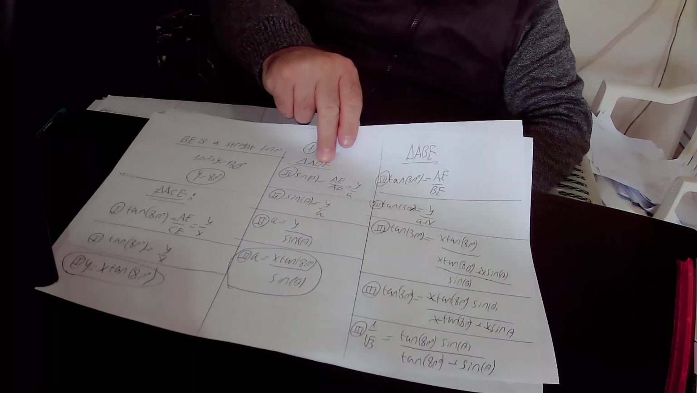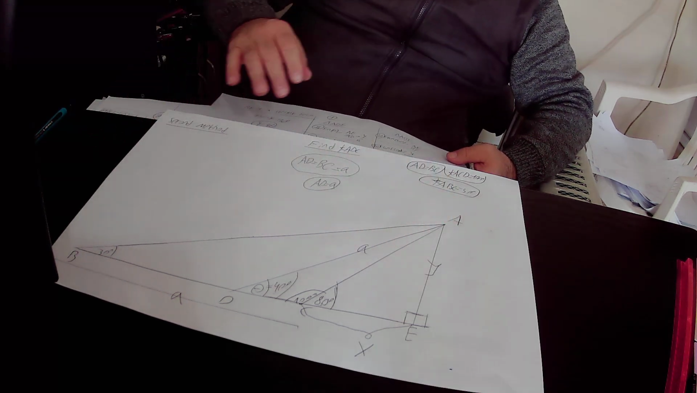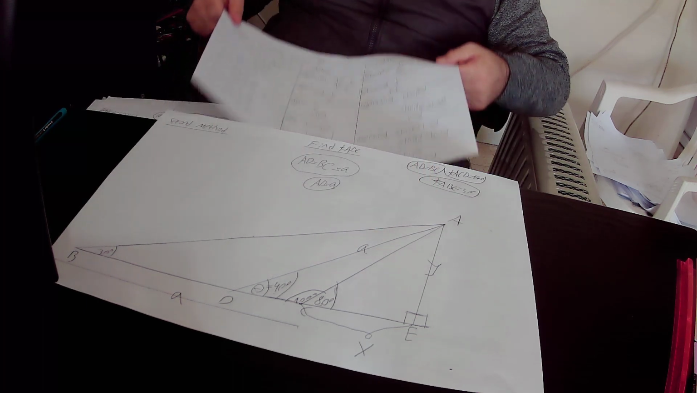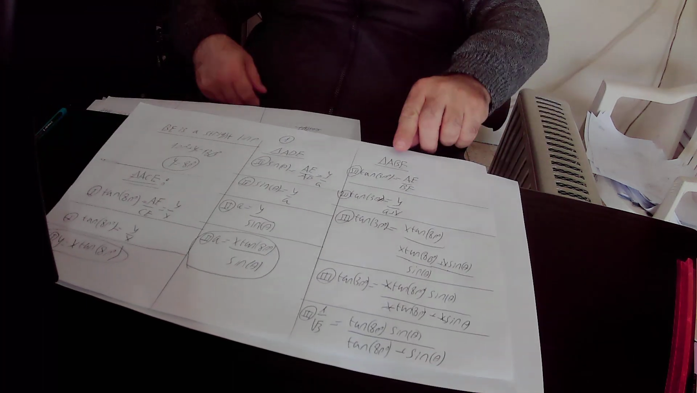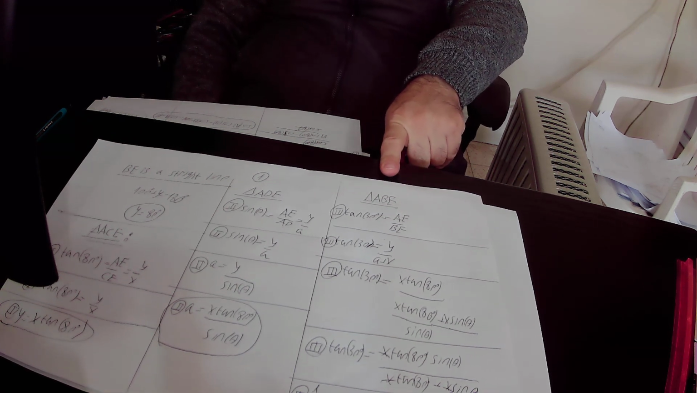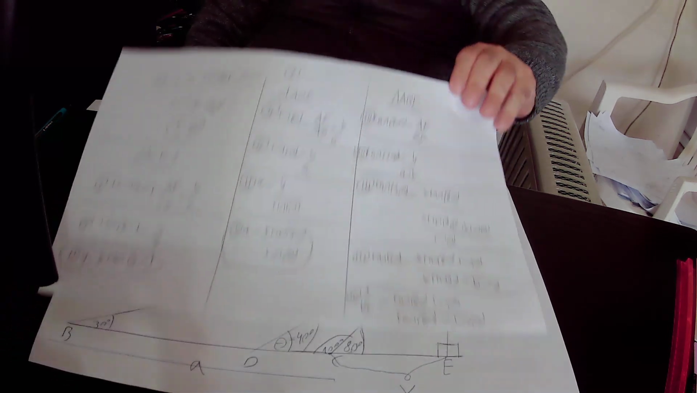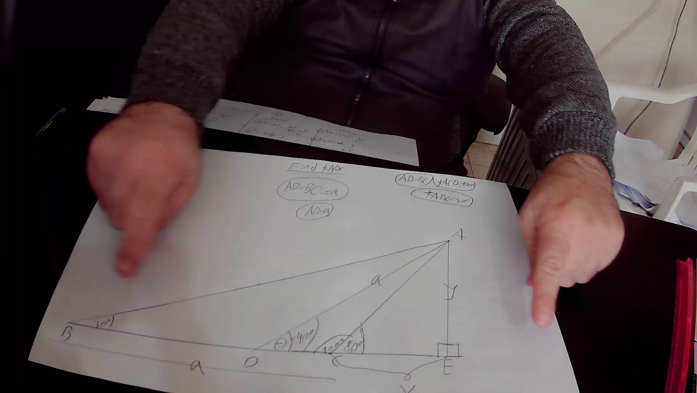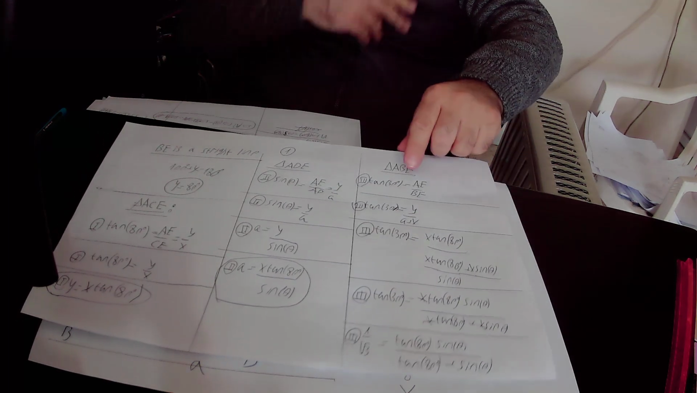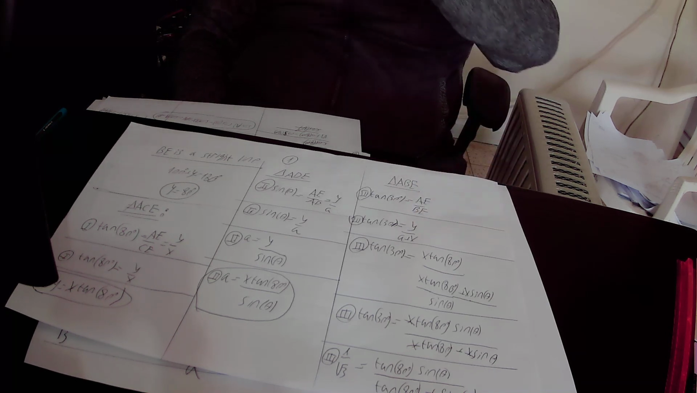Then we focused on the right triangle, triangle ABE, the big right triangle. Here we know that tangent 30 degrees equals AE over BE in the right triangle, triangle ABE. But AE equals y, according to our definition, and BE equals a plus x, also according to our definition. So in conclusion, tangent 30 degrees in triangle ABE equals y over a plus x.